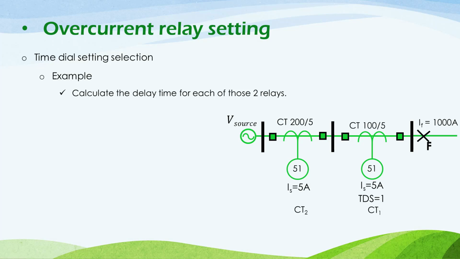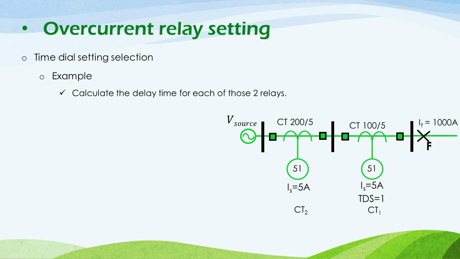Here the fault current equals 1000 ampere, and the first current transformer has a transformation ratio of 100 to 5, its pickup current equals 5 ampere, and its time dial setting equals 1, which means we will determine the relation between the fault current and the delay time from curve number 1. For the second current transformer, its transformation ratio equals 200 to 5, and its secondary pickup current also equals 5 amperes. But its time dial setting is not specified, and this means our aim in this problem is to calculate the delay time for the first relay and to calculate the time dial setting and the delay time for the second relay.